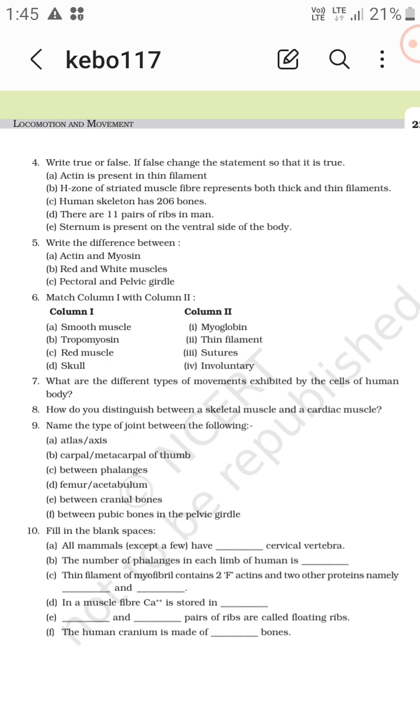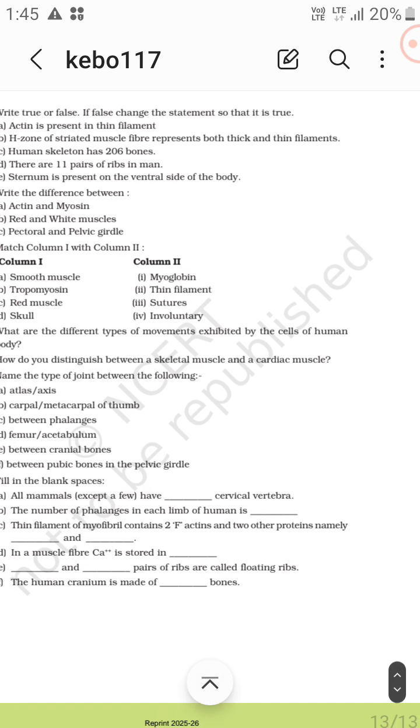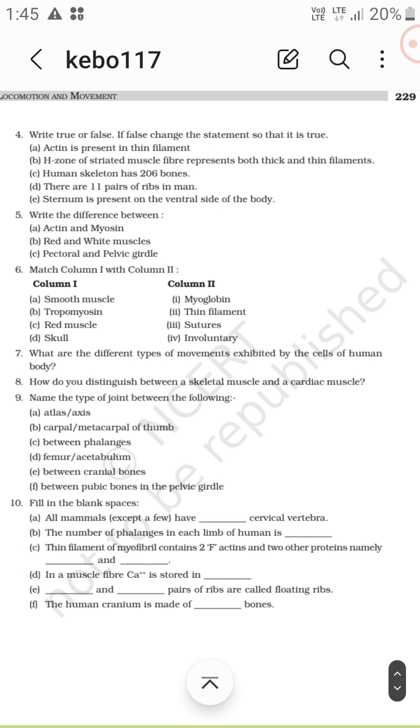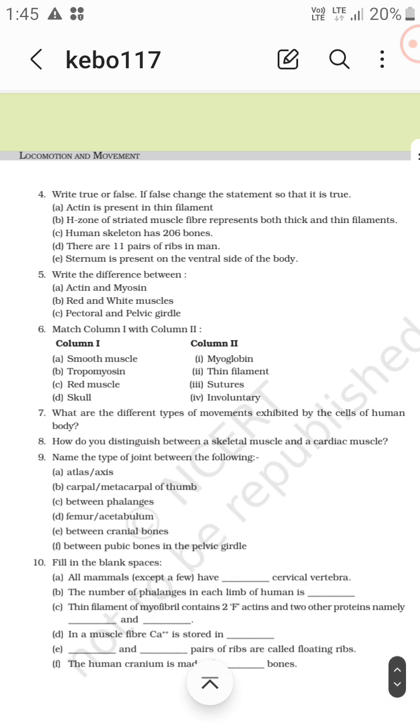Human skeleton has 206 bones, right? There are 11 pairs of ribs in man. Sternum is present on the ventral side of the body.